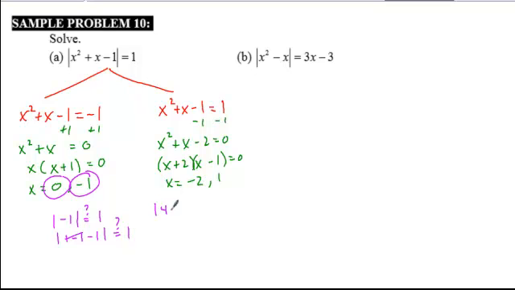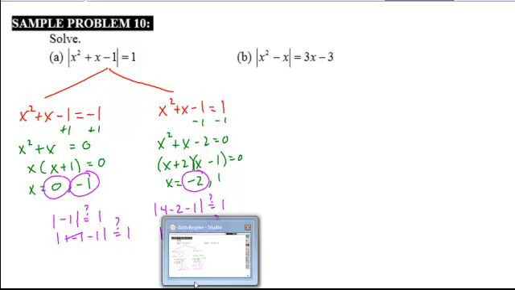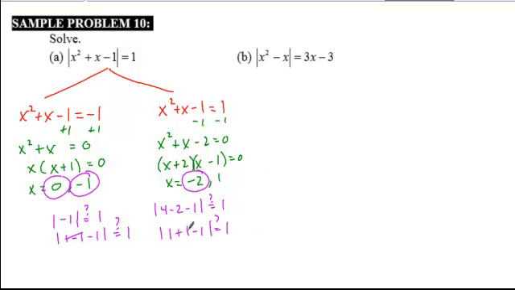Check the number -2. We get -2 squared, which is 4, minus 2 minus 1, is that equal to 1? 4 minus 2 is 2, minus 1 is 1. Absolute value of that is equal to 1, so that works. And then finally test the 1. 1 squared plus 1 minus 1, is that equal to 1? Again, the 1 and the minus 1 cancel, and we're left with absolute value of 1 does equal 1. So all 4 of those solutions will work.